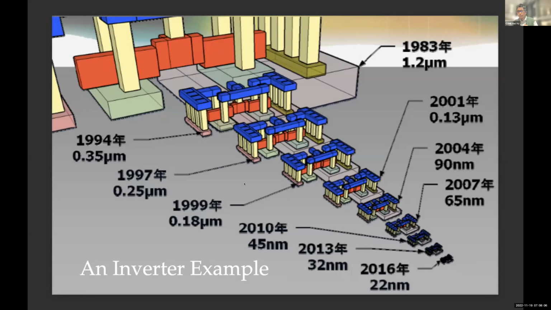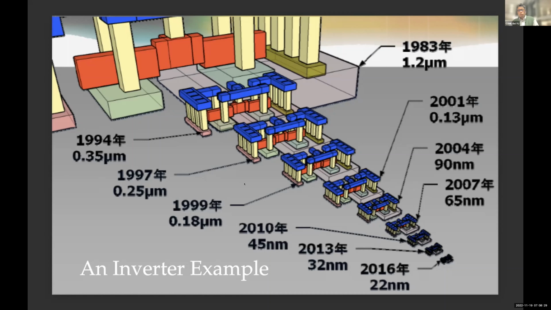Here is a very simple inverter. An inverter contains 2 transistors. Back in 1983, one inverter looks like a big house compared to the current size. Along the years, we can see the size of the inverter is smaller and smaller.